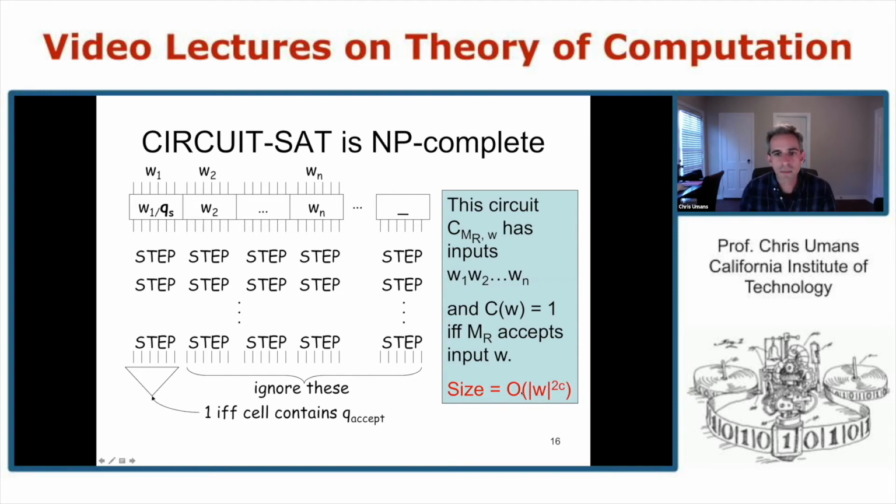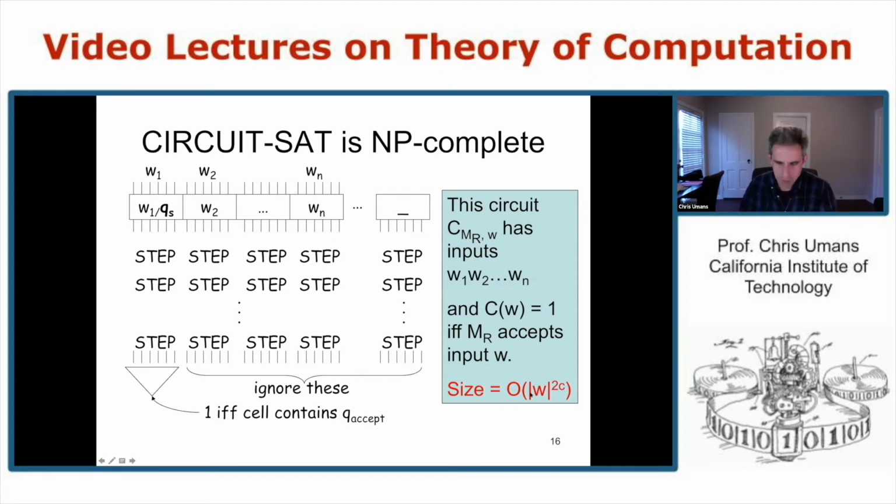And why is that? Because I think you remember we talked about the tableau having size width W to the C and height W to the C for that Turing machine, which runs in time W to the C. And the circuit that we built has a little finite size component for each cell in this tableau. So its size is order the size of the tableau.